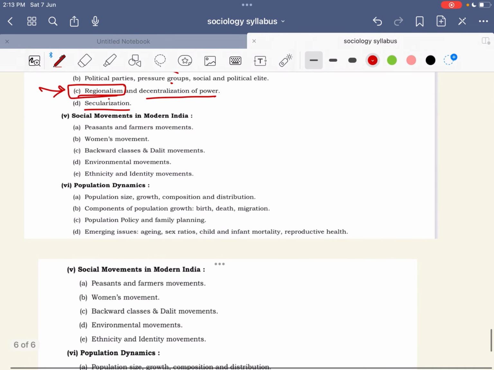Okay. Then another topic: social movements in modern India, peasant and farmer movements. So in history also you have studied what the peasant movements and farmer movements were. We have to study that, make brief notes on that, memorize it, and try to write in our own way, in a simple manner, in a fluent way, which is good to hear.